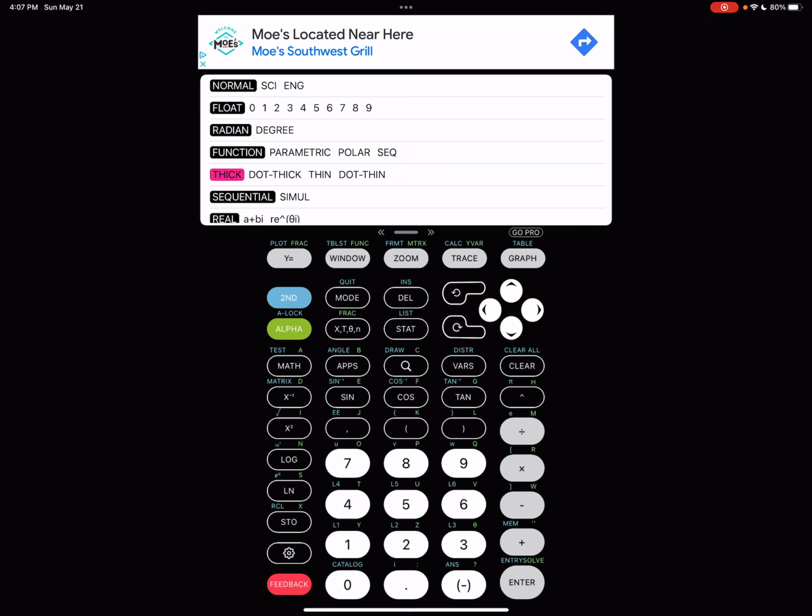You do want to make sure that your equation is in parametric mode and it is in degree.